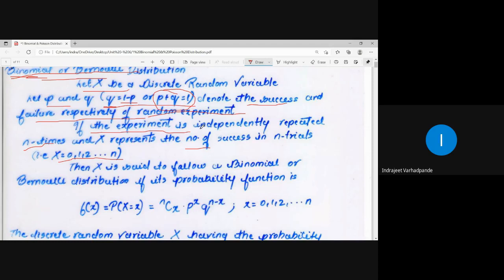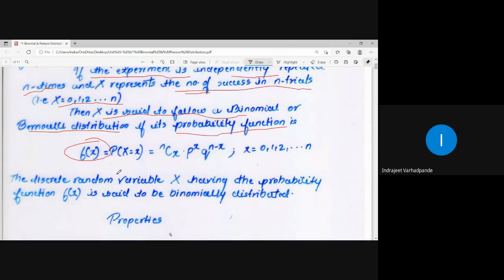So if the experiment is independently repeated n times and x represents the number of successes in n trials, that is x is equal to 0, 1, 2 up to n, then x is said to follow a binomial or the Bernoulli's distribution if its probability function is. Now what do you have to calculate over here? Here you have to calculate the probability function. What is the probability function given by? For the discrete random variable, it is denoted by small f of x.